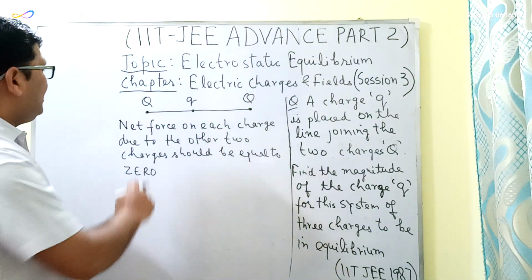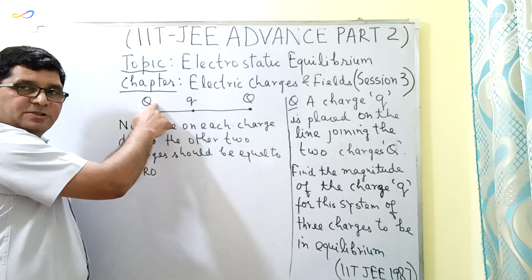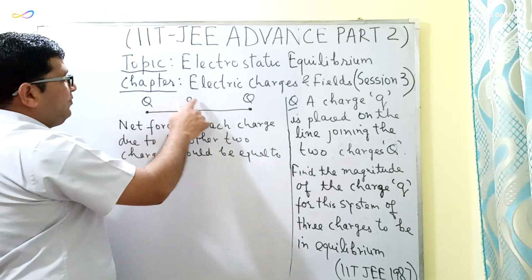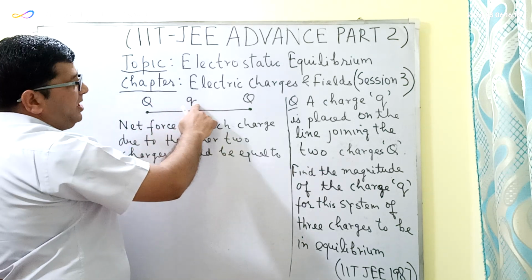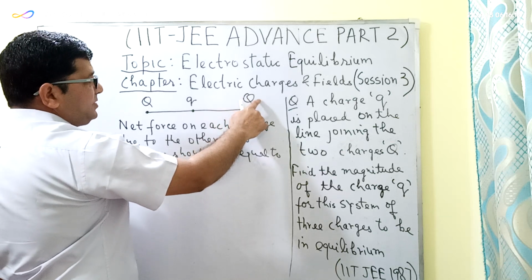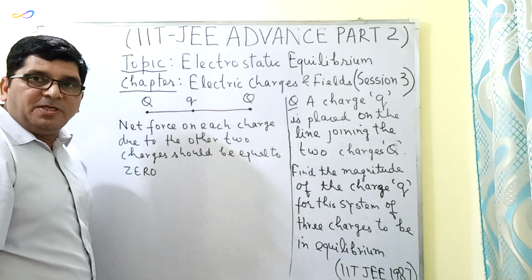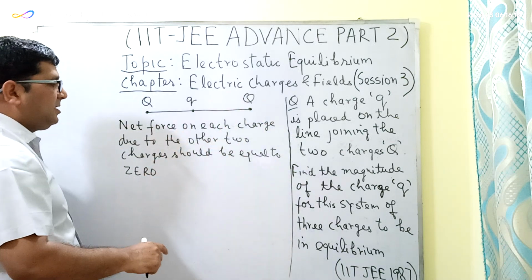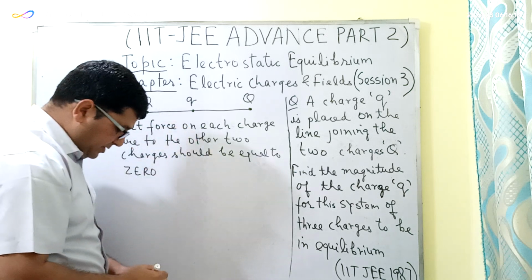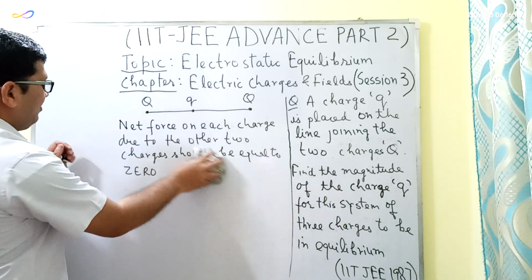That is, the net force on this charge, that is capital Q, the net force on this charge, that is small q, and the net force on this charge, that is capital Q, should be 0. And in that condition, this system of three charges will be in a state of equilibrium.